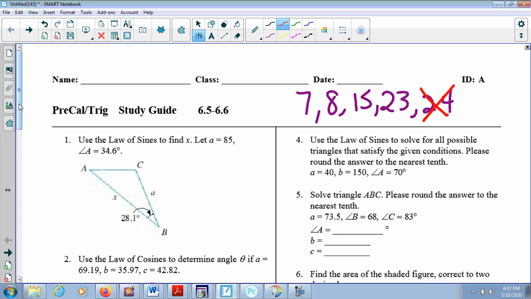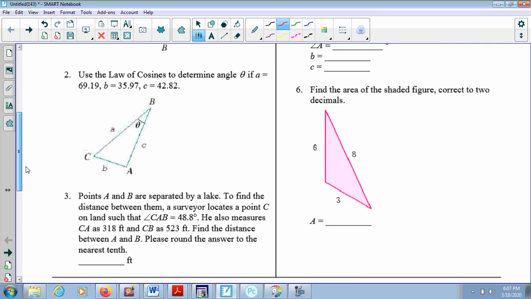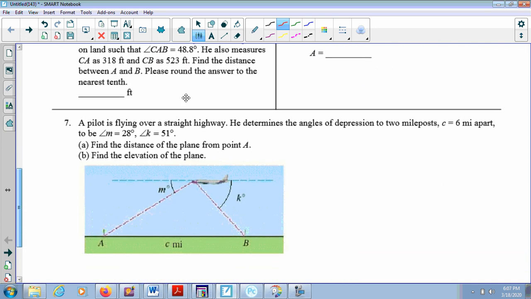So we'll start with number 7. So number 7, this is our pilot problem. I am going to let you know that there will be one similar to this on the test. There will not be the elevation part, though. It will just be the distance from the plane to point A is what you'll have to find. The numbers will be different, but it's a similar question to this. So let's go ahead and see what we know on this.